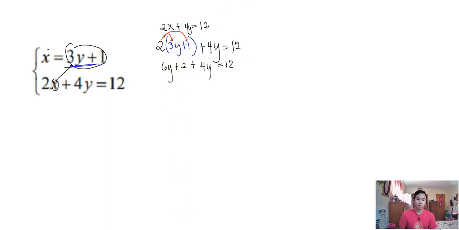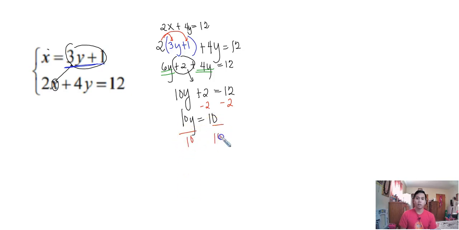So 6y plus 4y will give me 10y. And then, of course, I bring this down, plus 2 is equal now to 12. The next step is to isolate your y here, so I'm going to subtract 2 from both sides. I have here 10y is equal to 10, and I'm going to divide both sides by 10. So my y is now equal to positive 1.